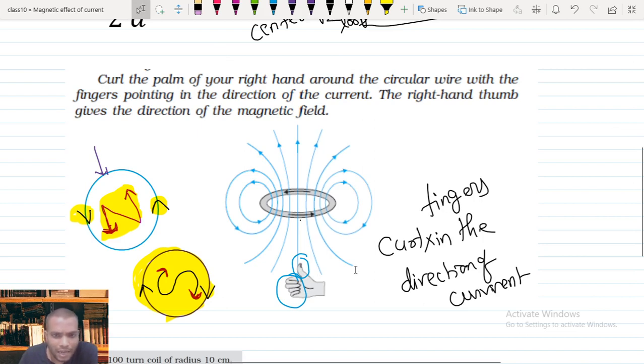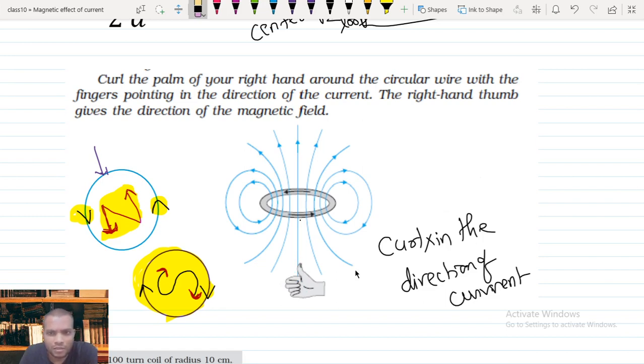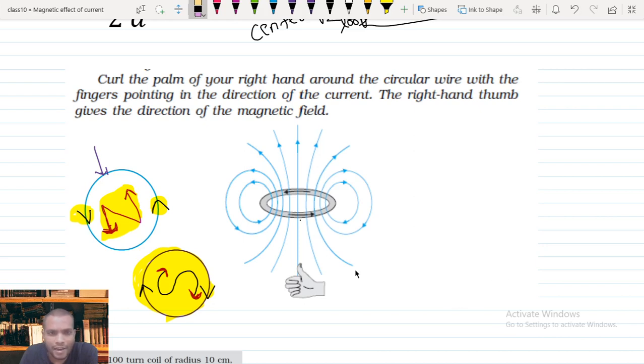Apart from that, I would like to encourage you to remember this loop right hand thumb rule, because we always use it whenever the situation needs, especially in problems. So without direction, the magnetic field is an incomplete concept. We can find the magnitude very easily by using the formulas, but we need to specify the direction too.